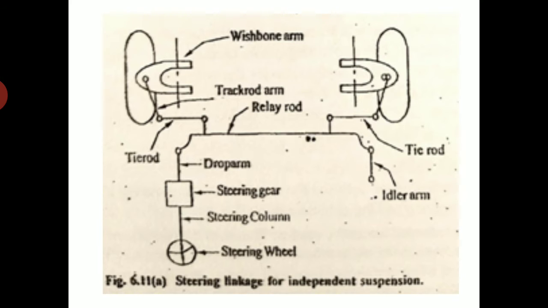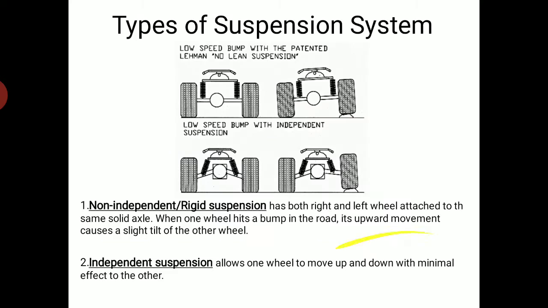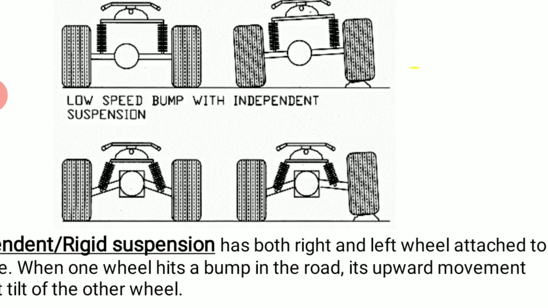Then these are called independent suspension systems. The suspension system will be different here. We have already discussed the types of suspension: rigid suspension and independent suspension. Again, you can see the diagram here.